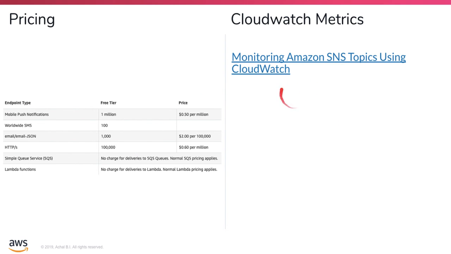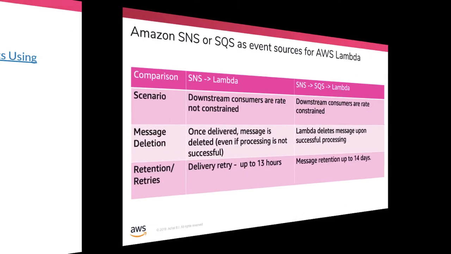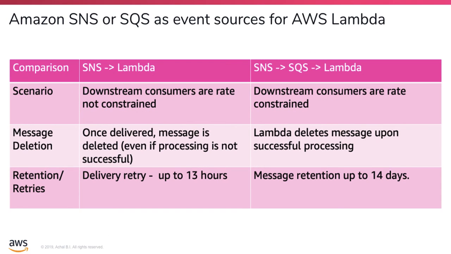For monitoring SNS topics using CloudWatch, I've attached a link. There are a lot of metrics which are captured and enabled, so please go through that. This is basically how SNS can be configured to Lambda, and SNS, SQS, and Lambda can together be configured.